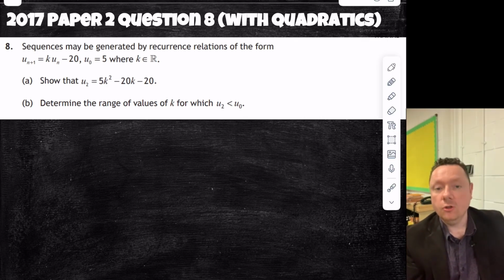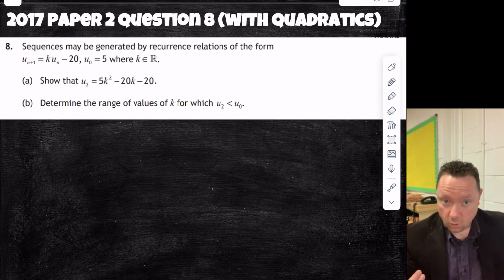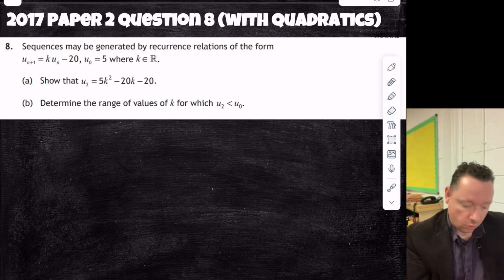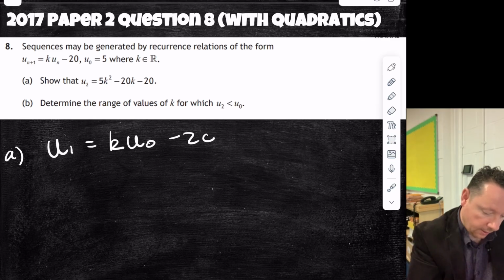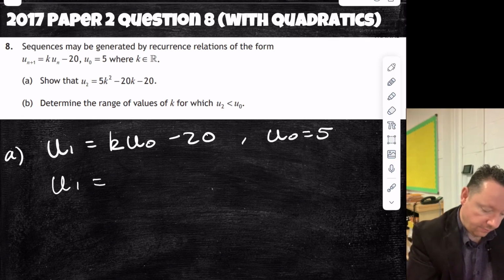Well, u2 is generated by u1. I've not got u1, I've only got u0. So first of all, for part A, I need to find u1 because it will be k times u0 minus 20. And we know that u0 equals 5. So we can sub in that to get u1. 5 times k minus 20.